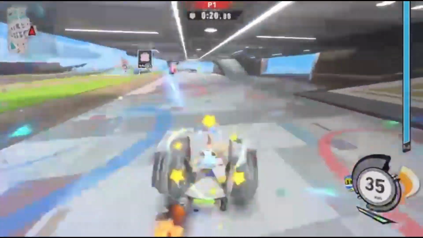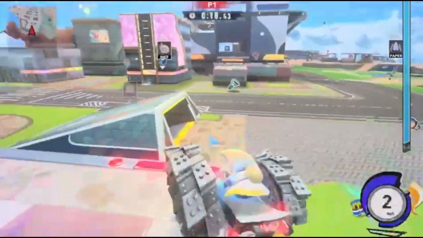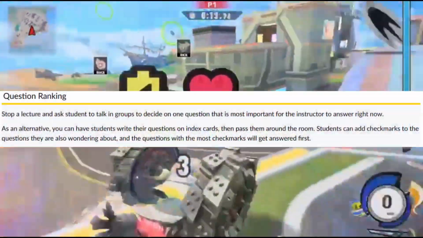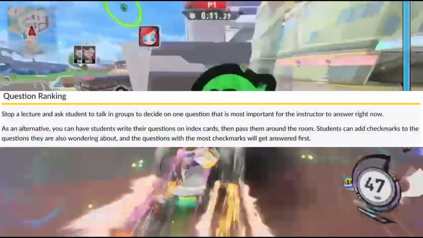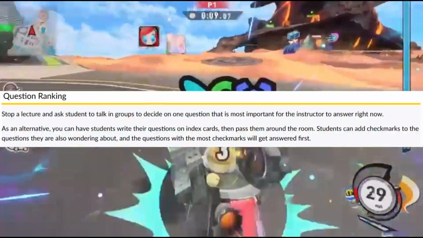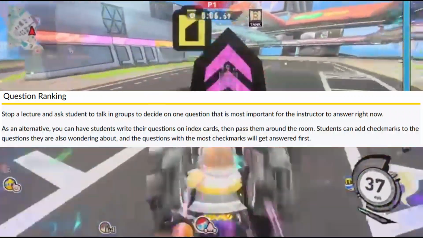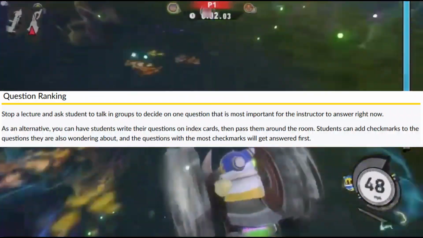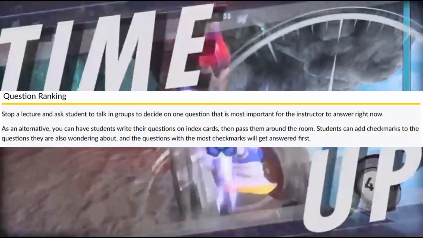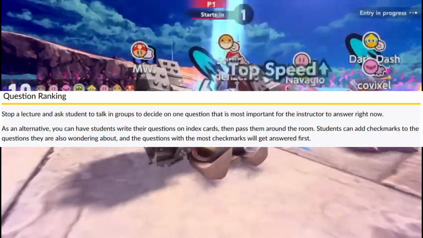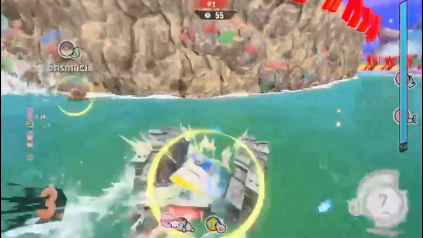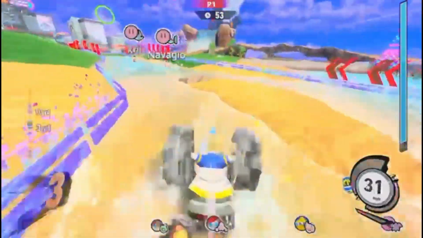The other one is kind of interesting because you can do this mid lecture immediately. This is the question ranking one. For example, when you're doing a lecture, you can just stop the lecture and ask students to discuss in groups about deciding on one question, and then they can ask that to the instructor so the instructor can answer the whole group's question, and that way many students can get the answer of a question that they were really keen on getting the answer for, and this obviously lowers the amount of responses that students may need.